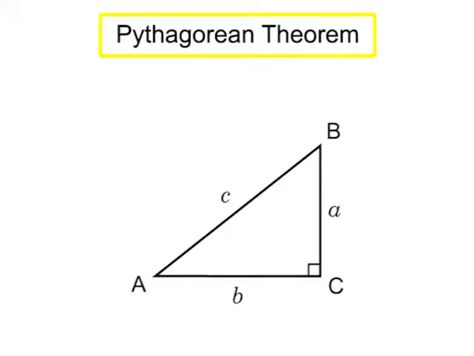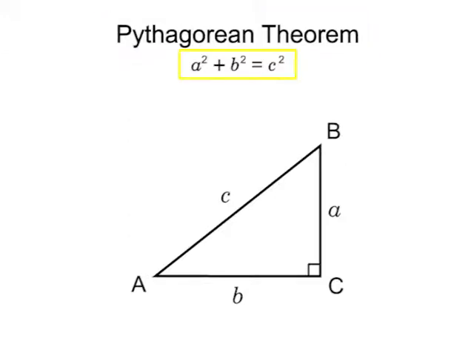The Pythagorean theorem is an equation that describes the relationship between the three sides of a right triangle. The theorem states that the sum of the squares of the two leg sides is equal to the square of the hypotenuse. The legs are the sides next to the right angle, and the hypotenuse is the side opposite the right angle. When a triangle has one angle equal to 90 degrees, it's called a right triangle, and the Pythagorean theorem can be applied.